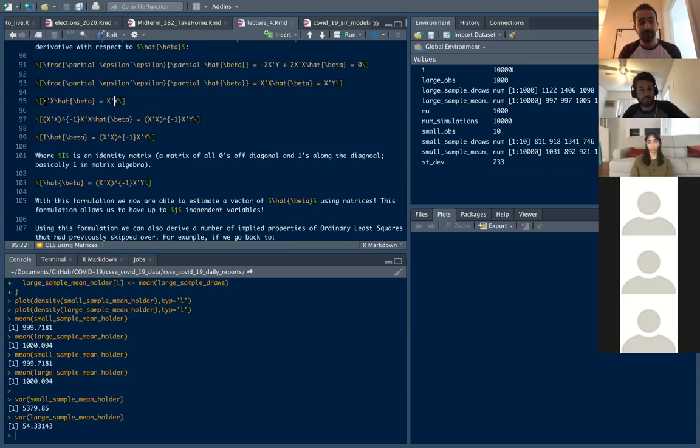When you do that, you're making an assumption about what X prime X is. You're making the assumption that X prime X is itself invertible. Some matrices you can't take the inverse of. One of the core assumptions behind that is that X prime X has to be full rank. Or more precisely, X has to be full rank. Okay, what does full rank mean?